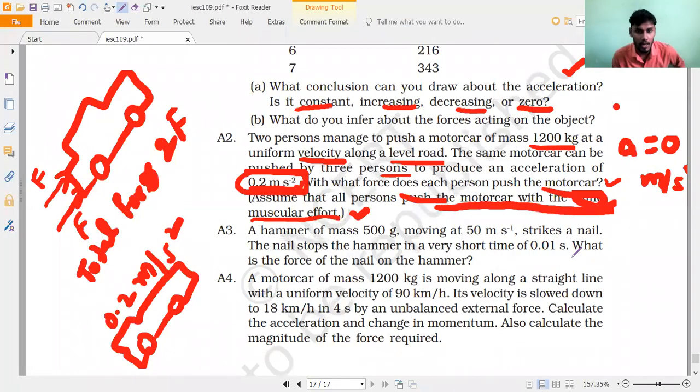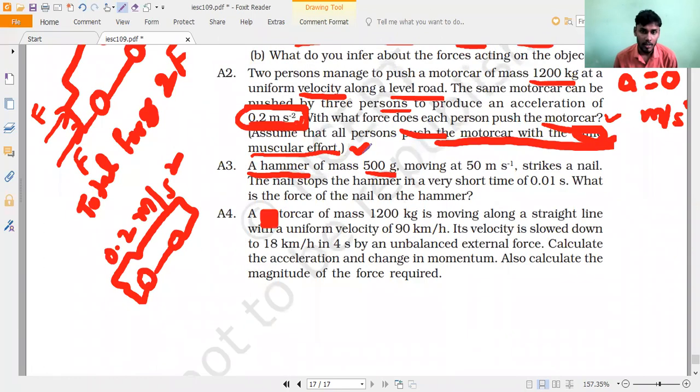Please, all of you respond here, because so many sums we have solved. This third sum is very, very easy. Observe the question and tell me. What is the question? Please read it. A hammer of mass 500 grams, moving at 50 meters per second, strikes a nail. The nail stops the hammer in a very short period of time, 0.01 seconds. What is the force of the nail on the hammer they are asking? Do you all understand?